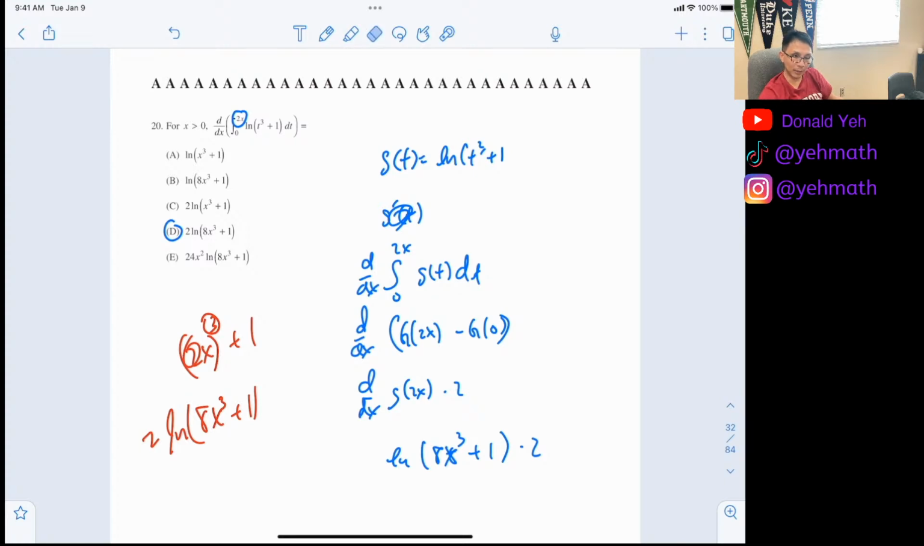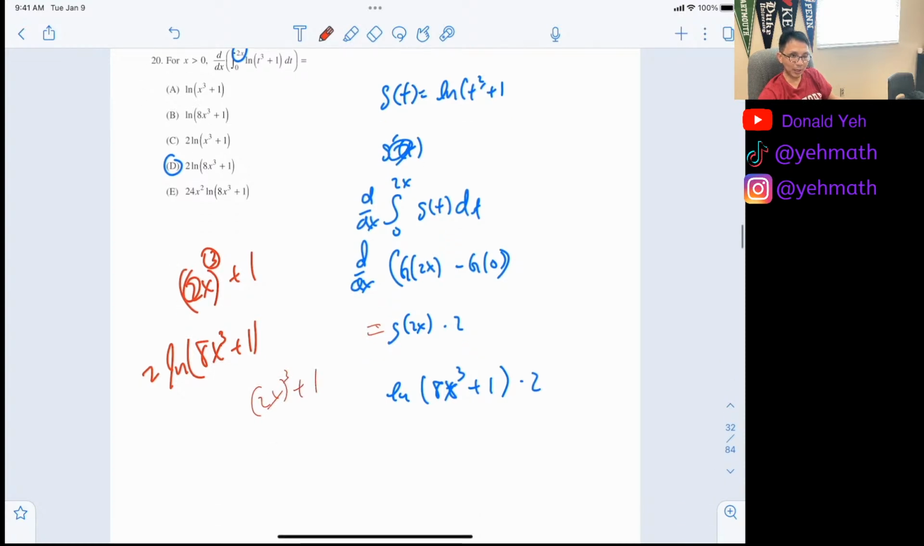And so this is g of 2x times 2. Now, what are you going to do? Plug in 2x for t. So 2x for t cubed plus 1. That means (2x)^3 is 8x^3, plus 1, times 2.